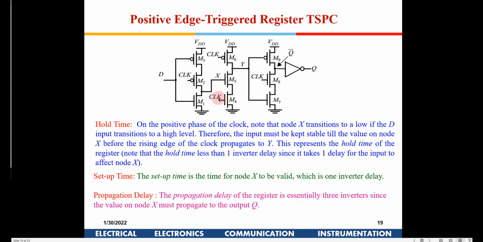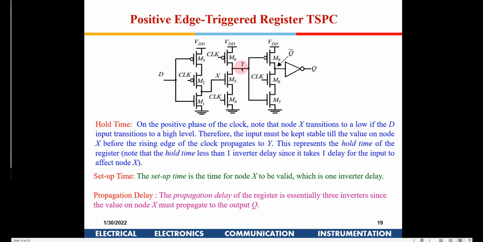Is it understood? When the clock is going high, X is available here already. Okay, that is the setup time. We'll talk about that later. X is already available here. We are talking about the hold time. Hold time means whenever the clock is going high, what is the time available for D to change now? Now when the clock is going high here, this was pre-charged to 1.